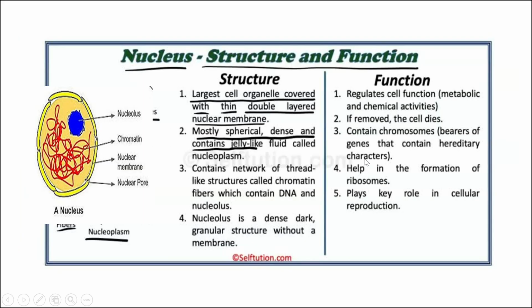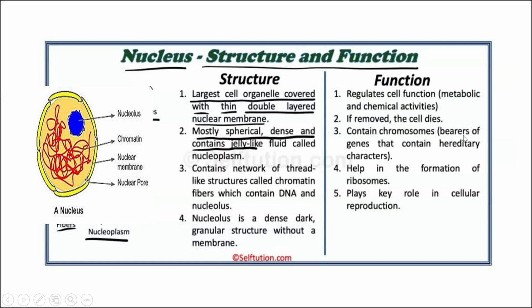The main part of a cell is the nucleus. It's the largest cell organelle, covered with a thin double-layered nuclear membrane. The nucleus is mostly spherical, dense, and contains a jelly-like fluid called nucleoplasm. It also contains a network of thread-like structures called chromatin fibers, which contain DNA and the nucleolus. The nucleolus is a dense, dark, granular structure without a membrane. What is its function? It regulates the cell function, metabolic and chemical activities. If removed, the cell will die. Without the nucleus, we cannot do any other function.